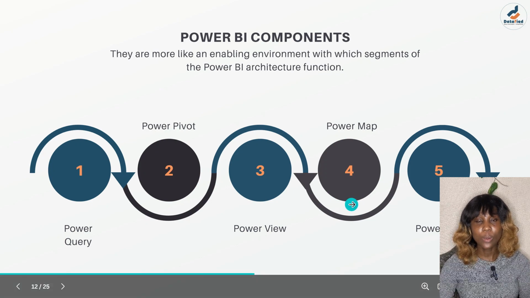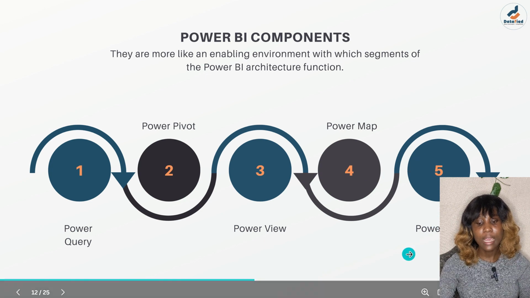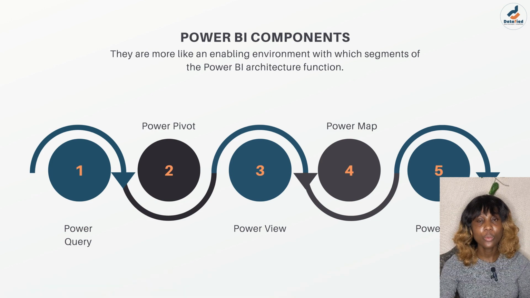Then we move ahead to Power BI Map. This is the feature or component of Power BI that enables you work with geospatial data and build beautiful map visuals. And the last on my list is Power BI Q&A. So this component allows you to query the data using natural language, just like your English language. You can ask questions about your data and you get responses, right?